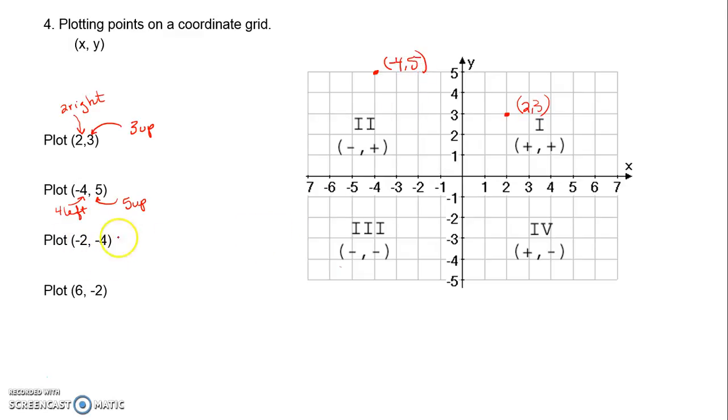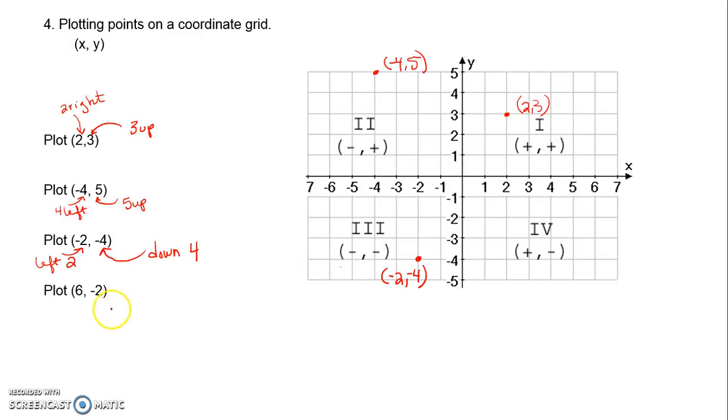If we want to plot negative 2, negative 4, again, you always start at the origin and then move in the direction it tells you. The first coordinate tells you left or right. Negative 2 says to move left 2 units. And then the negative 4, that second coordinate, always tells you how far up or down. So negative 4 means down 4 units. So starting at the origin, negative 2, negative 4 says 2 left along the x-axis and then down 4. And that point right there would be negative 2, negative 4. In our third quadrant, the x value is negative and the y value is negative.